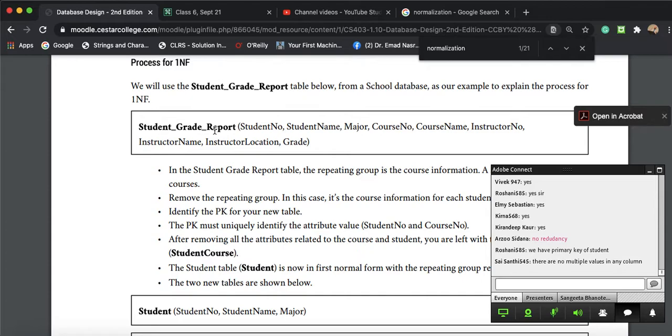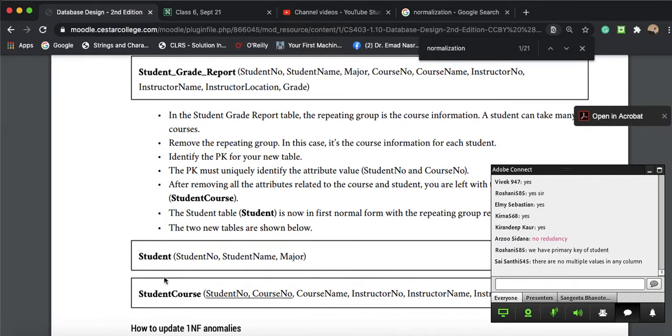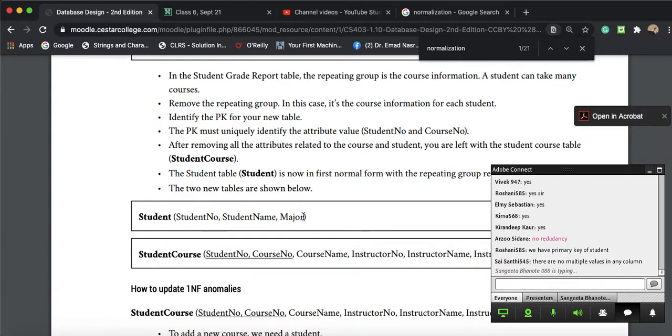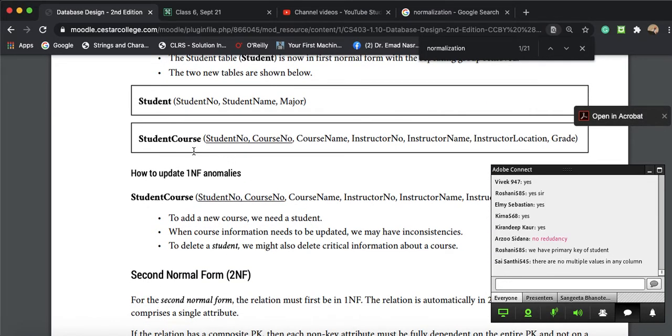So this relation here cannot be split to achieve the second normal form because it doesn't achieve the first. I have to go step by step. That's why we split it into two relations, and each one of these two relations is in the first normal form. And student here is in the second normal form. But student course is not in the second normal form.